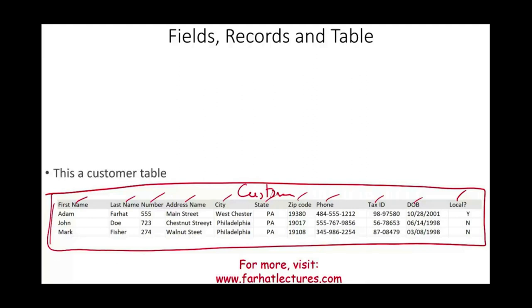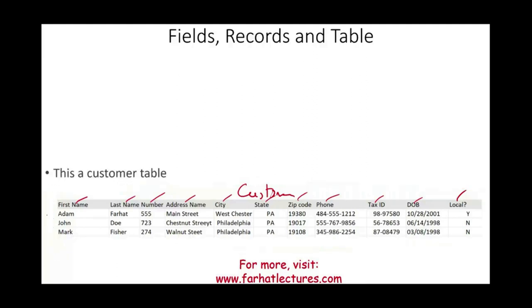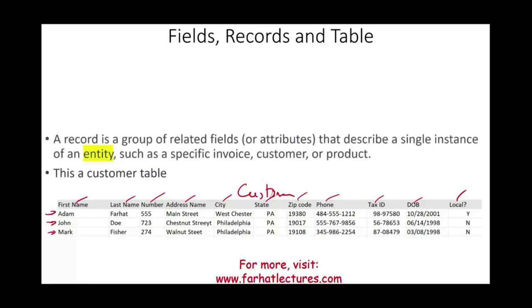Now, within this table, we have records. For example, we have a record for Adam. We have three records: a record for Adam, a record for John, and a record for Mark. What is a record? A record is a group of related fields or attributes, and these are all attributes: first name, last name, addresses, phone numbers, tax ID. So a collection of all of those would create a record. Let me highlight the record in yellow, this way you would see it. So this is one record in that table, okay? And it happens to be for a customer.